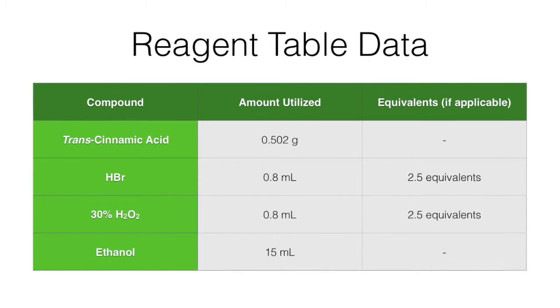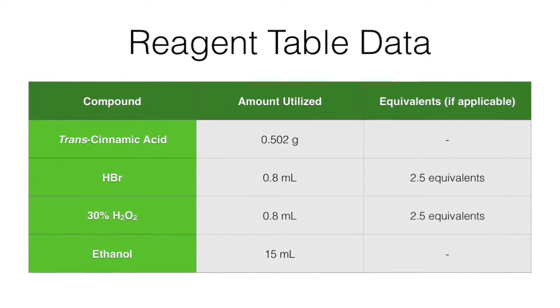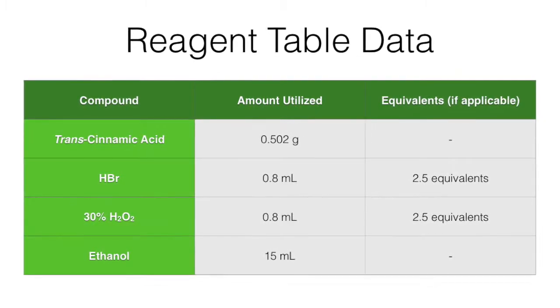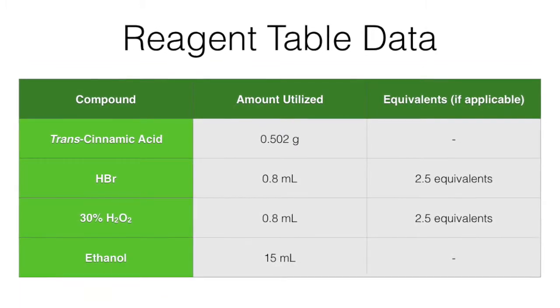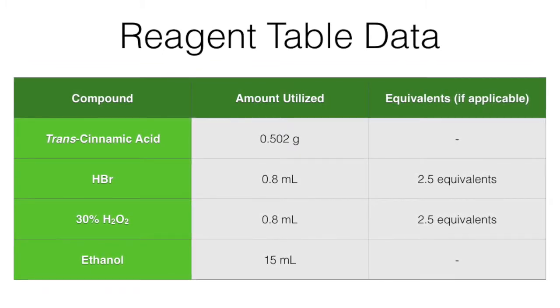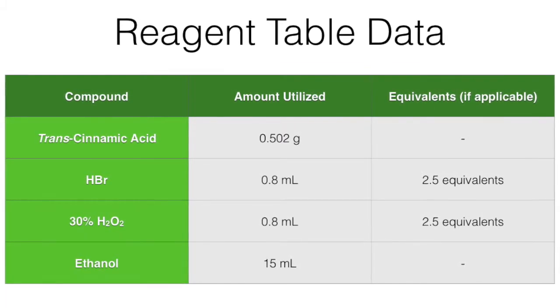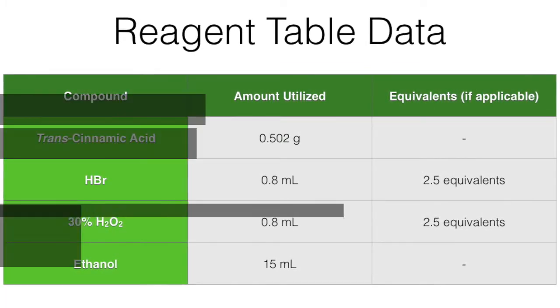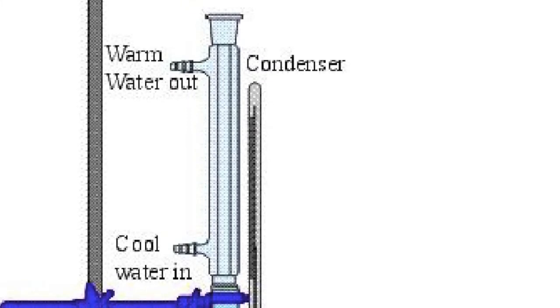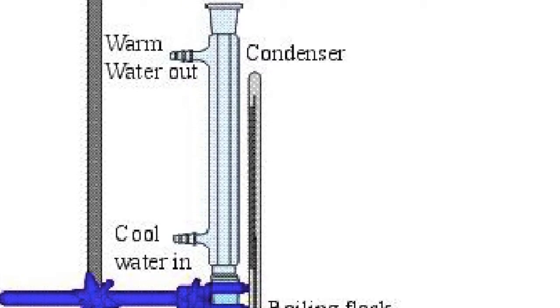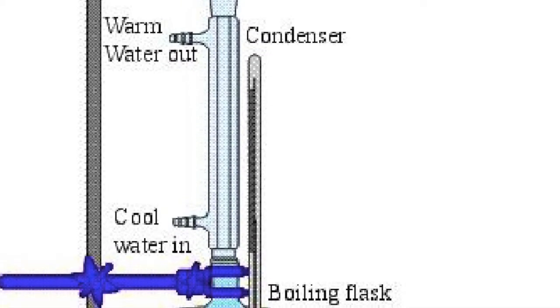Results: 0.502 grams of trans-cinnamic acid was obtained to begin the experiment. Reflux was begun at 94 degrees Celsius. Hydrogen bromide was added and the solution went from a clear color to a cloudy white. Then 30% hydrogen peroxide was added to the mixture and the color went from a cloudy white to a brown amber.